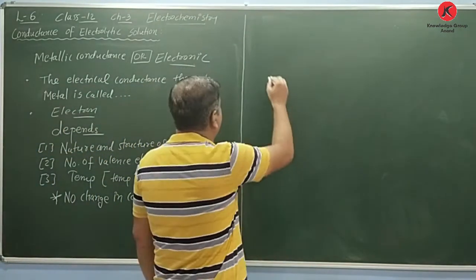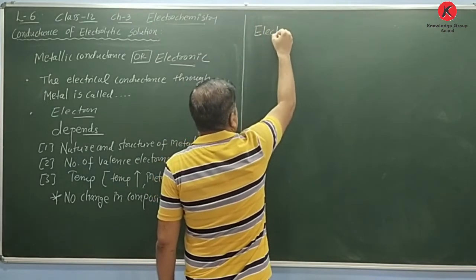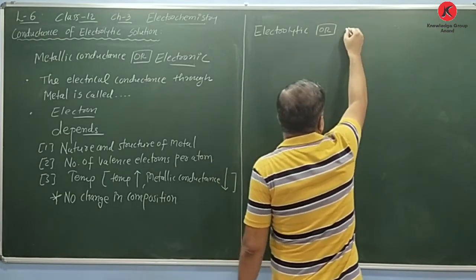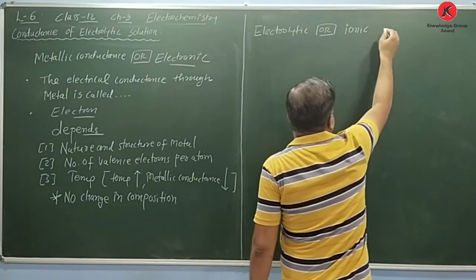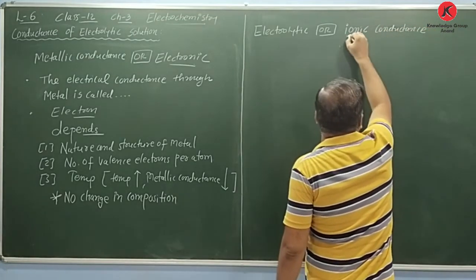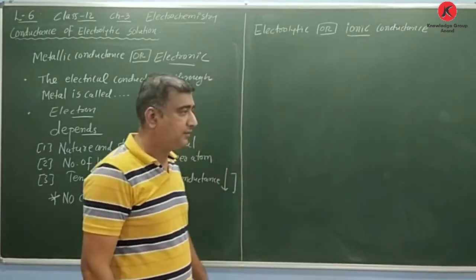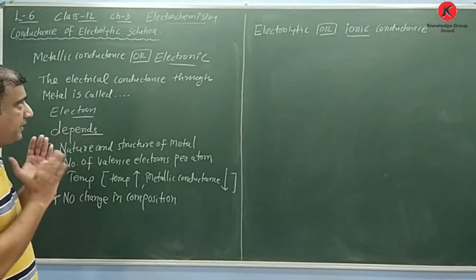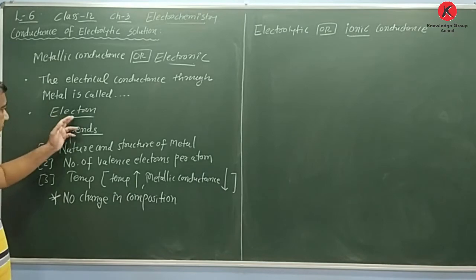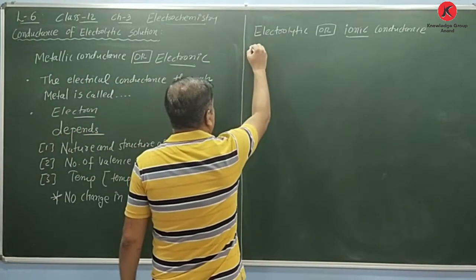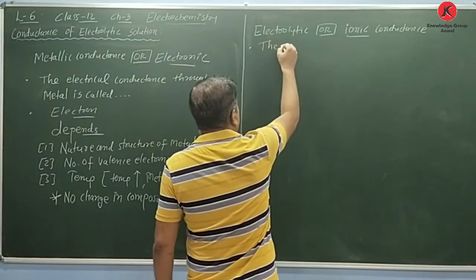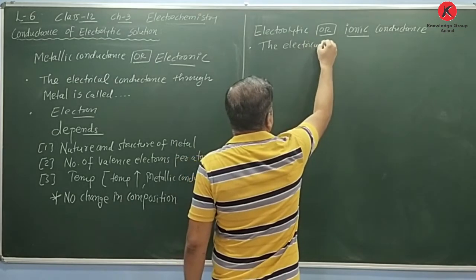Second category is electrolytic conductance. Electrolytic conductance, otherwise it is known as ionic conductance. Why is it known as ionic conductance? So obviously here conductance takes place by means of ions. In case of metal, it takes place by means of electrons. That means the definition is similar to electrical conductance.